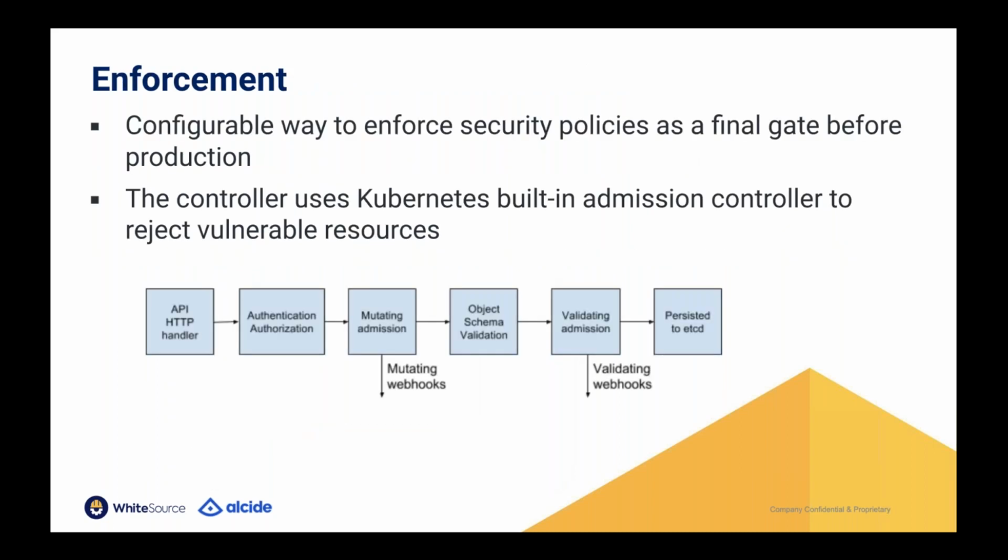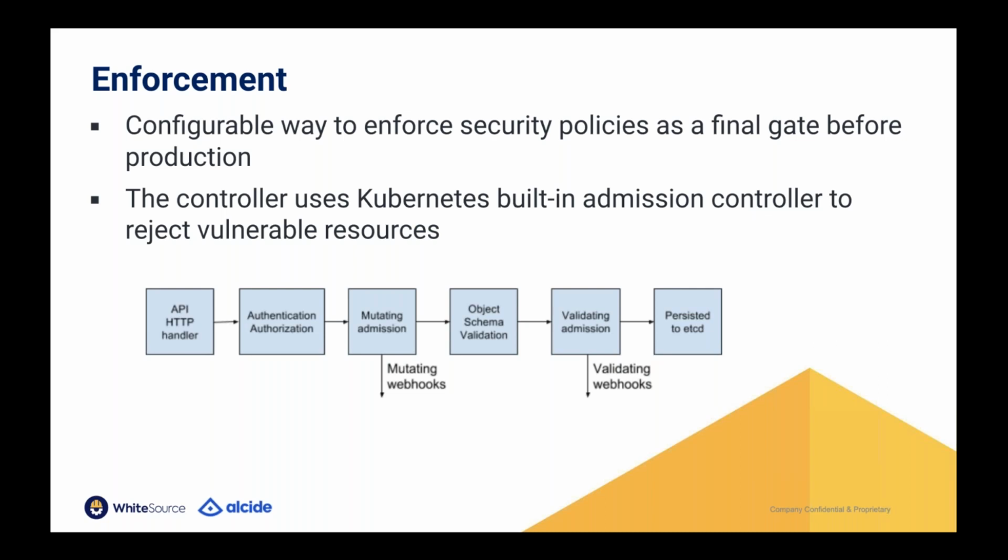And then the last part would be the enforcement. This is a configurable way to actually enforce security policies. Again, as I said, this is the final gate before production. This is our last point to stop the vulnerabilities from being deployed to production and from our cluster being exploited. So we use the Kubernetes built-in admission controller. Right before the actual pod or the actual resource is persisted to etcd, we make a sort of validating webhook to WhiteSource to make sure that this image is valid and that it doesn't contain any known open source vulnerabilities.